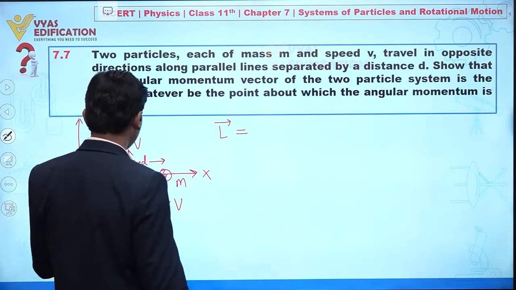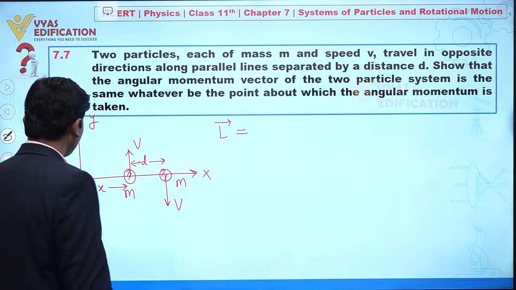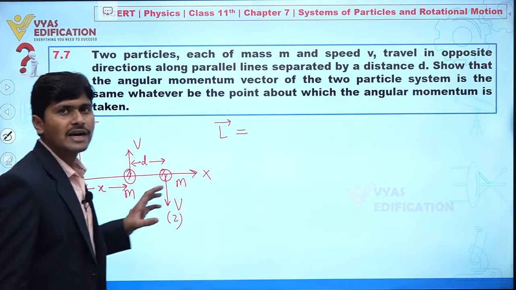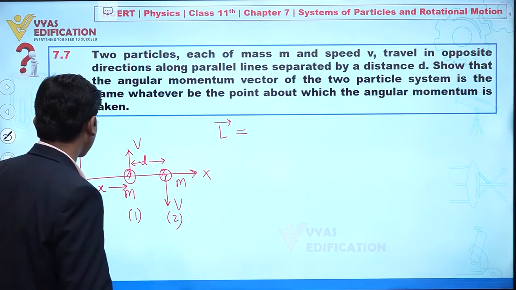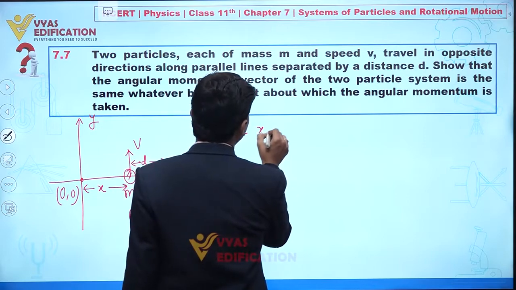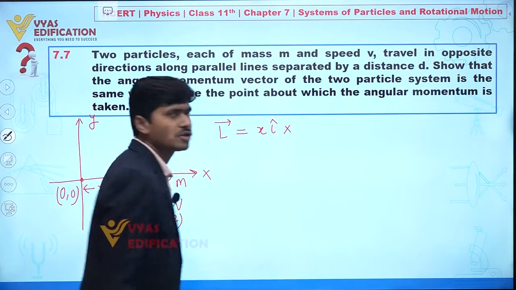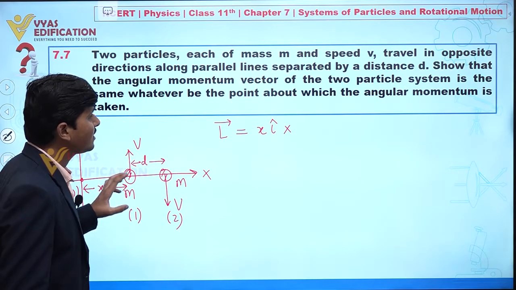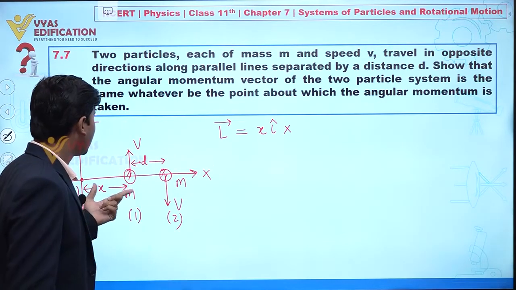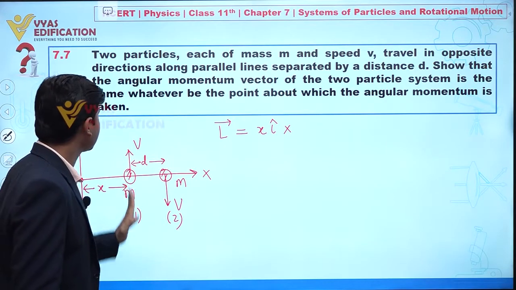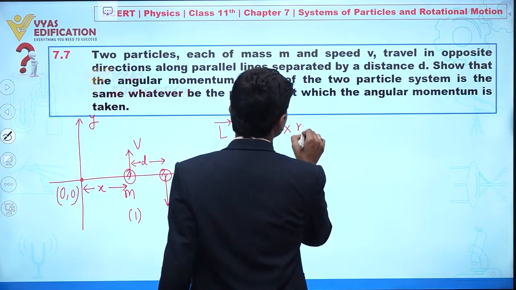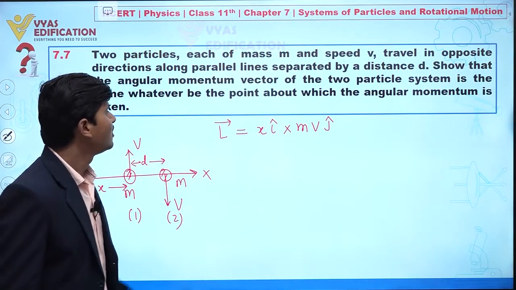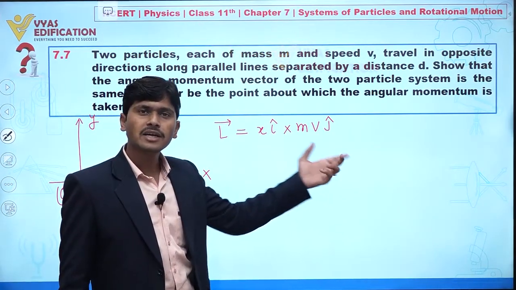For particle number 1, and this is particle number 2, the angular momentum is r cross p. The r vector is x i cap, and p is in the positive y direction, so mv j cap. So for particle 1 it is x i cap cross mv j cap.